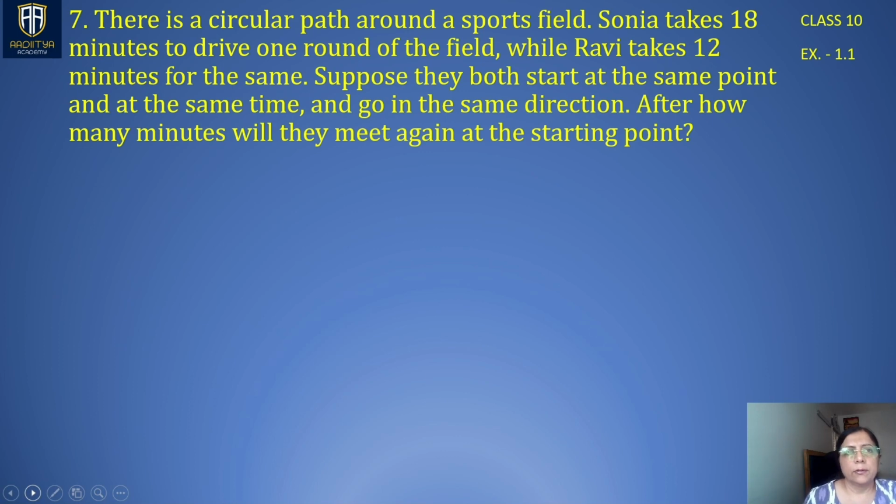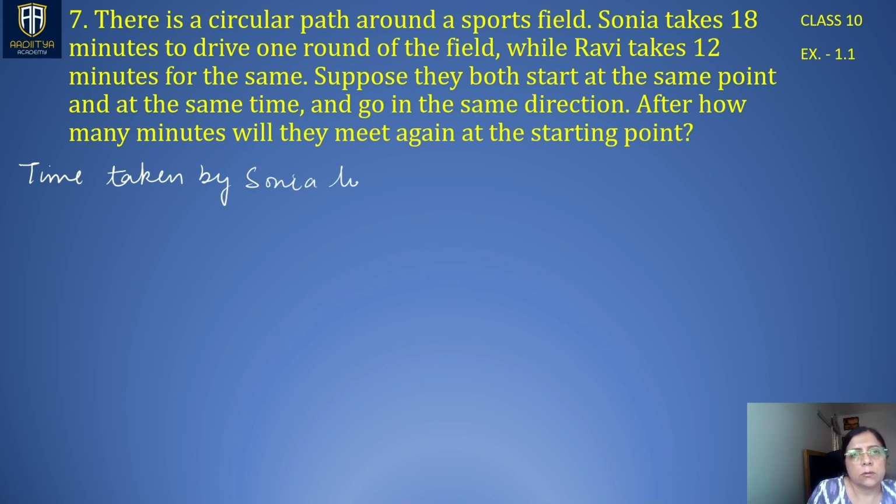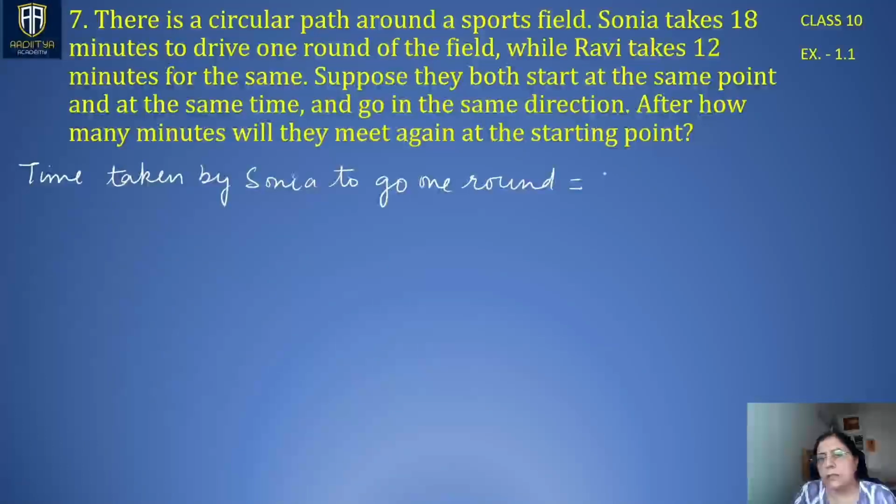And lastly, we have a problem. There is a circular path around a sports field. Sonia takes 18 minutes to drive one round of the field. Right? So write it down. Time taken by Sonia to go one round. That is 18 minutes. Sorry, 18 minutes, to drive one round of the field, while Ravi takes 12 minutes for the same.